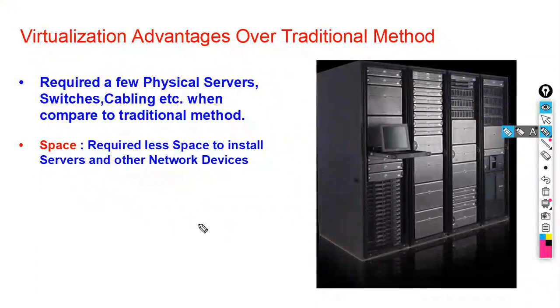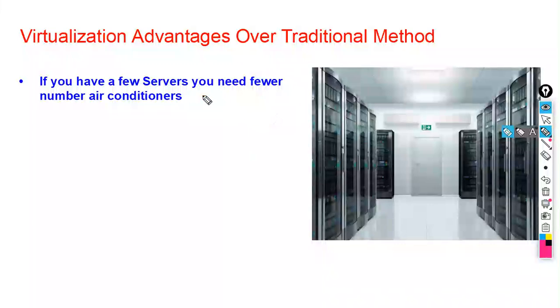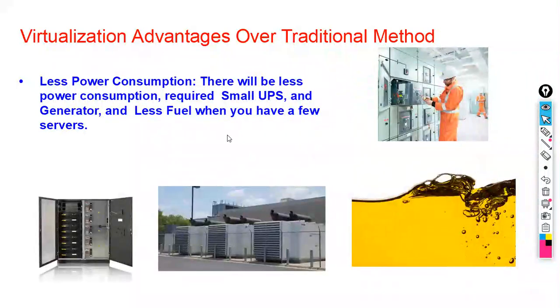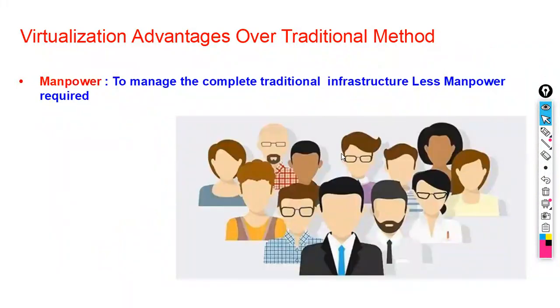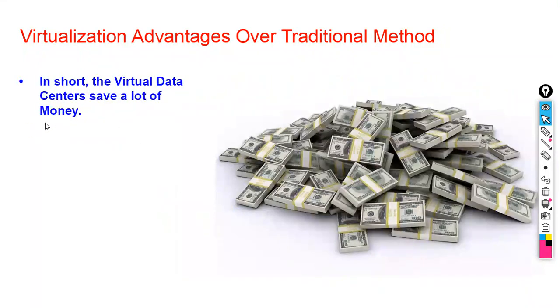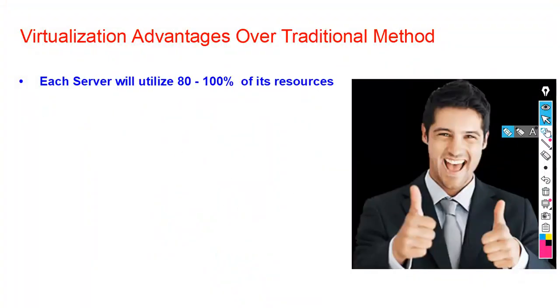Still, guys, if you are using virtualization, we are having these advantages over the traditional method. It requires fewer physical servers, switches, and cabling when compared to the traditional method, and it requires less space to install the servers and networking devices. And if you have fewer servers, you need fewer ACs as well. Then less power consumption will be there. After that, you need to manage less manpower as well. In short, virtual data centers save a lot of money, and they will utilize the resources from 80 to 100%. So it is utilizing the resources and it is saving your money also.